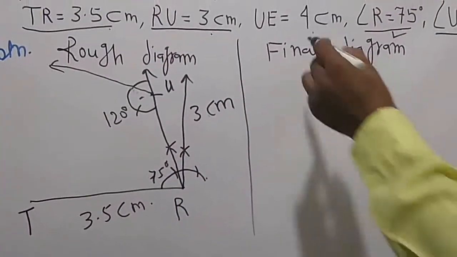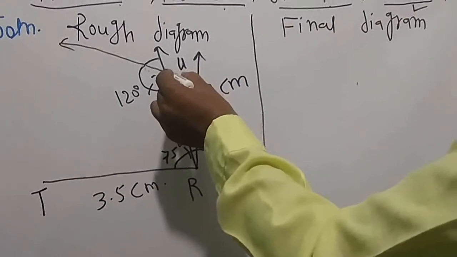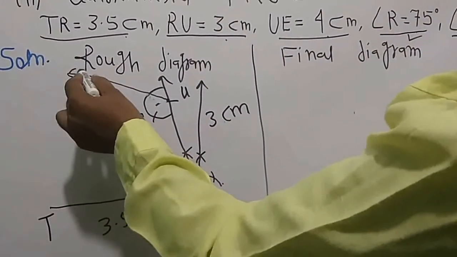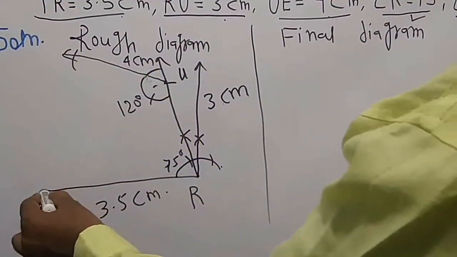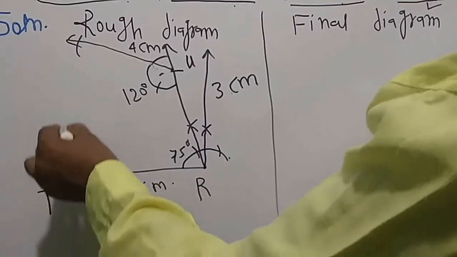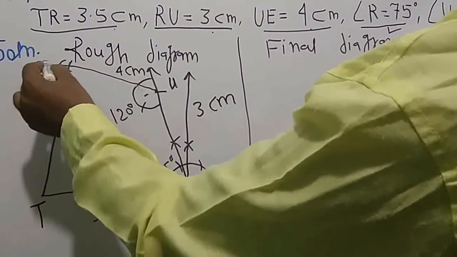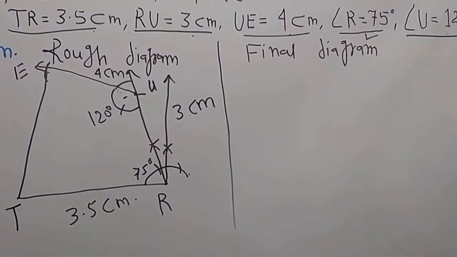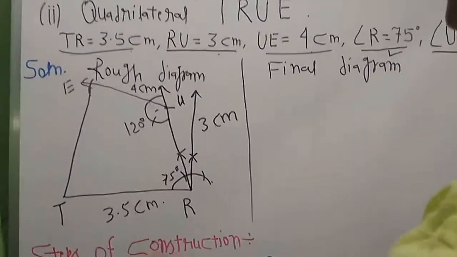Now what is left? Only UE is left. So from point U we open our rounder 4 centimeter and we draw one more arc of 4 centimeter. It is 4 centimeter, and then we join this intersecting point with T. It is UE. It is our E point. So this is our rough diagram.